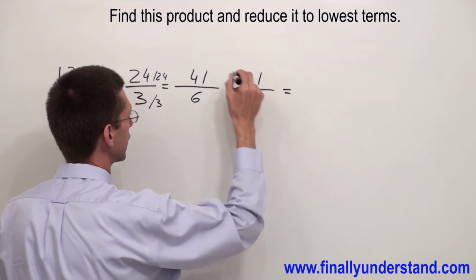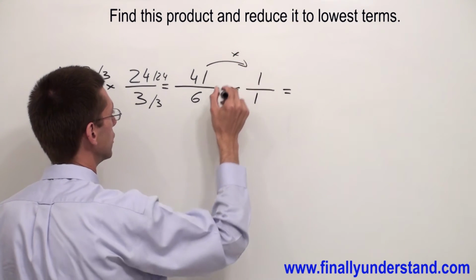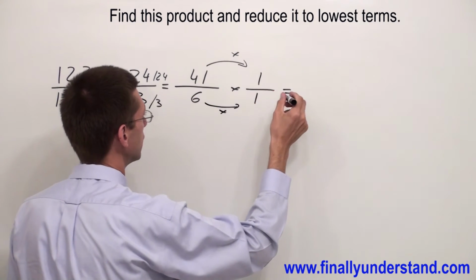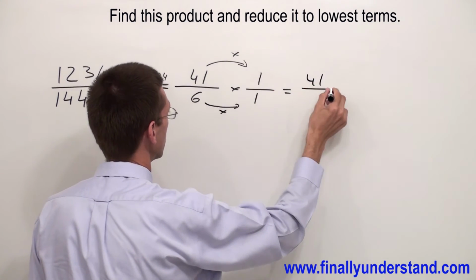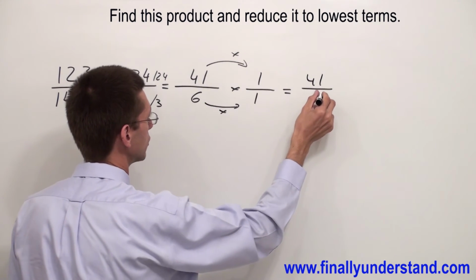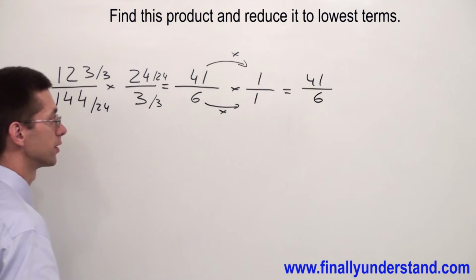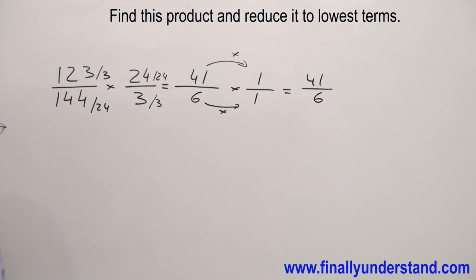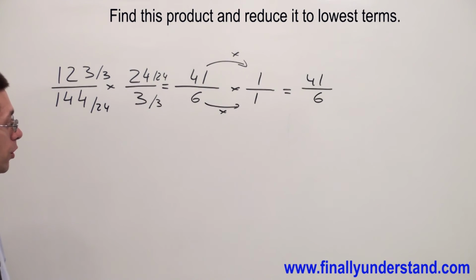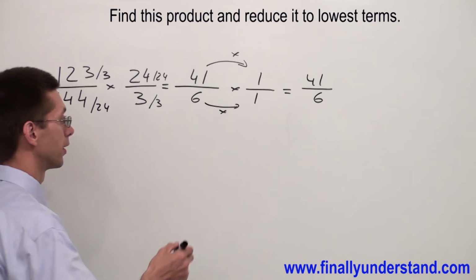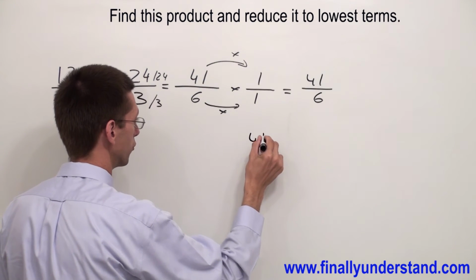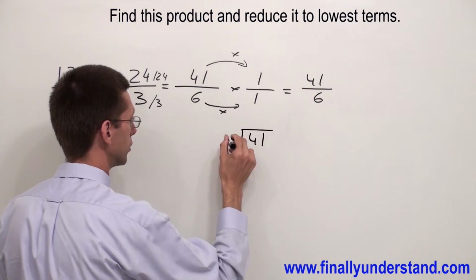Anytime we multiply fractions, we have to multiply numerator by numerator and denominator by the denominator. 41 times 1 is 41. 6 times 1 is 6. Okay, this is an example of an improper fraction. Anytime we have an improper fraction, we prefer to convert this to a mixed number by dividing numerator by the denominator. So 41 over 6.